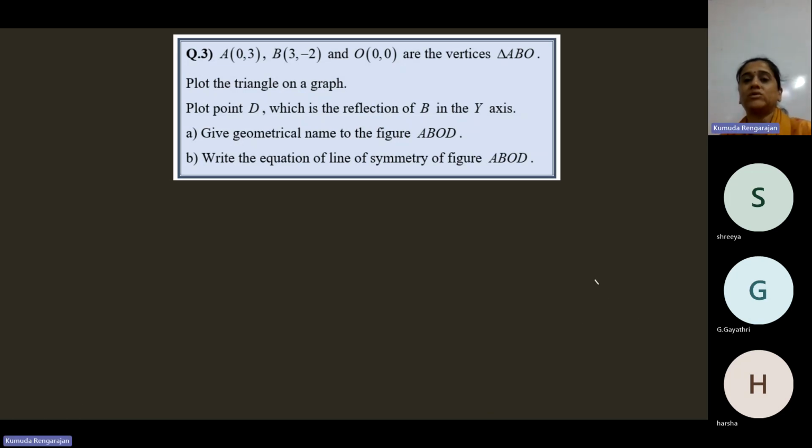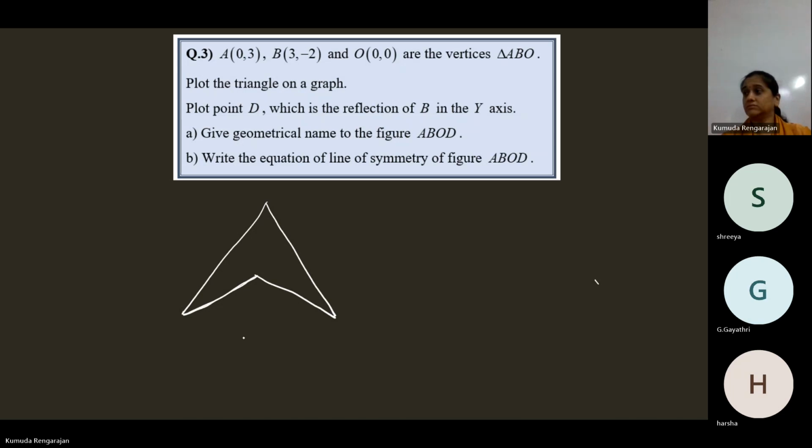Yeah, this is homework. Write down the question. Reflection of B in the y-axis means y-axis is the mirror. As you're writing the question, if you don't understand the question, ask me. Give a special name for this figure.